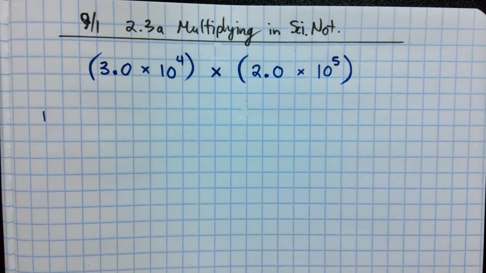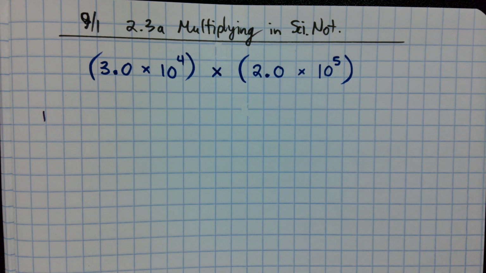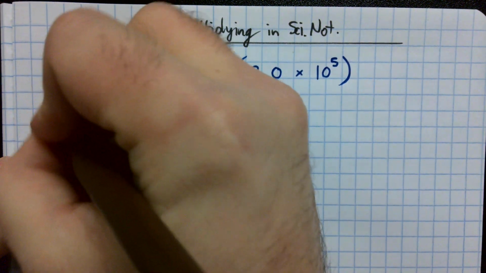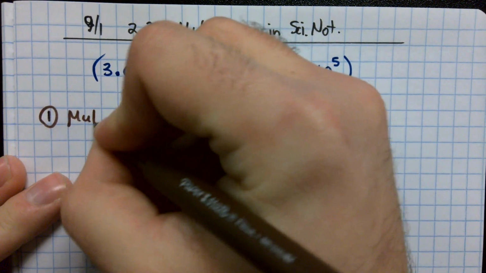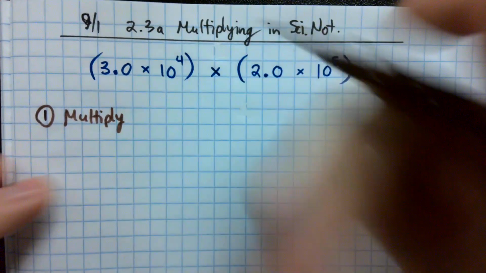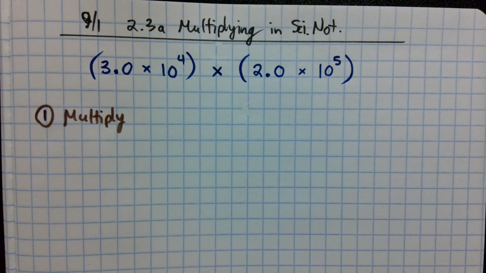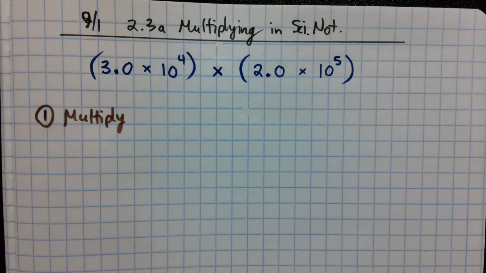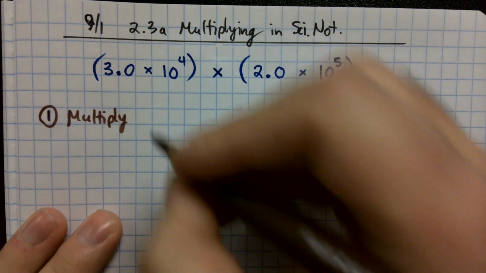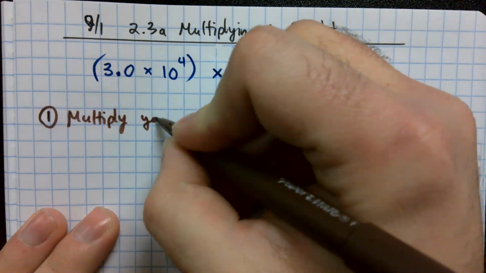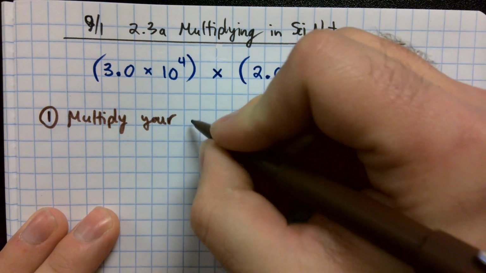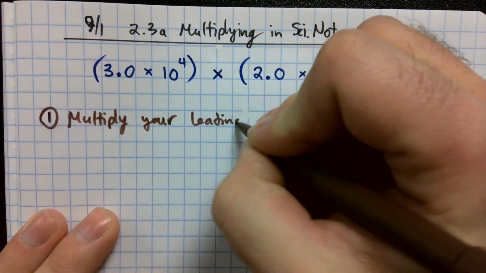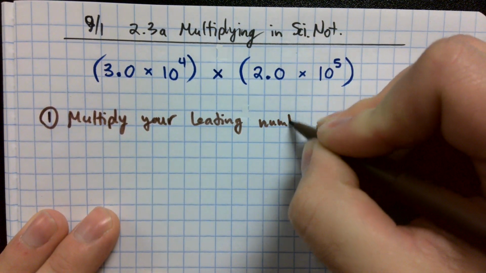The first thing we want to do is multiply the leading numbers. We're going to do this with a calculator. If you have your own calculator, great. I know not all of us have access to one. You can go on your Chromebook and just type in calculator, hit the first thing, you can use that. But that's blocked too. They're not going to block the calculator, I promise. Multiply your leading numbers.